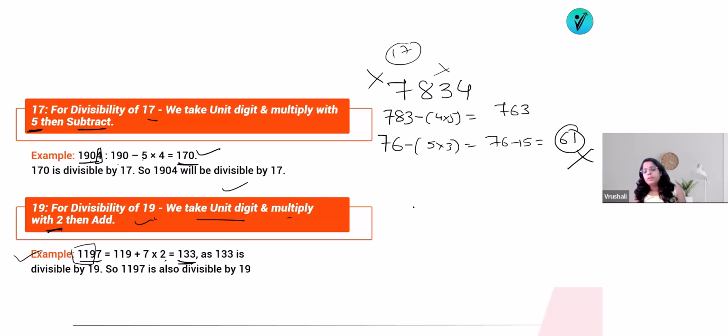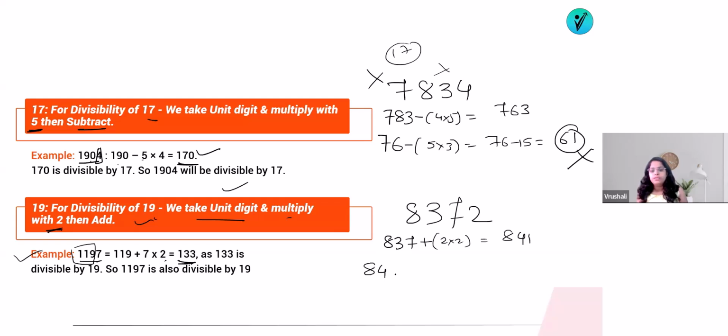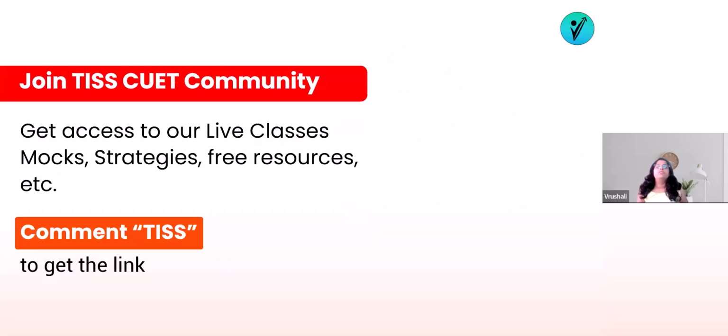You can check another number also, 8372, for example. So what will you do? 837 plus 2 times 2. How much will it be? 837 plus 4 will be 841. Now again I will do 84 plus 1 into 2. 1 into 2 will be 2. 84 plus 2 is 86. Now 86 is not divisible by 19, so this whole number won't be divisible by 19. That's it. So these are all the rules for divisibility from 2 to 20.